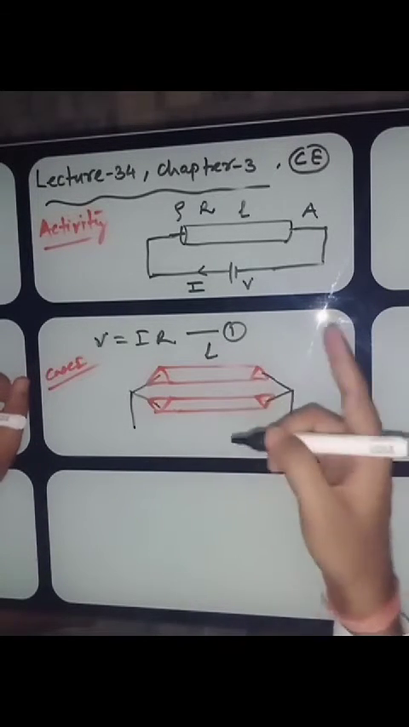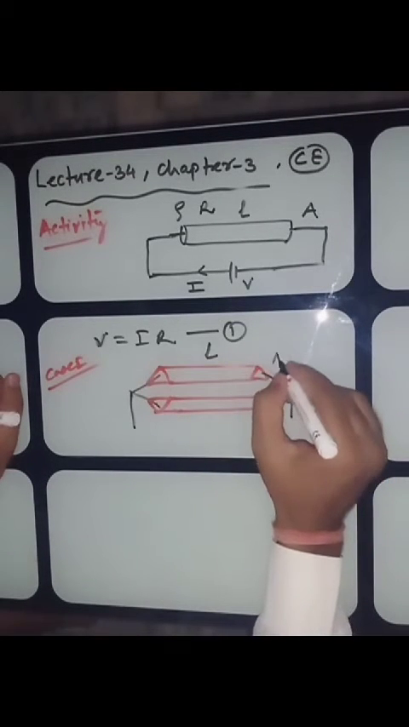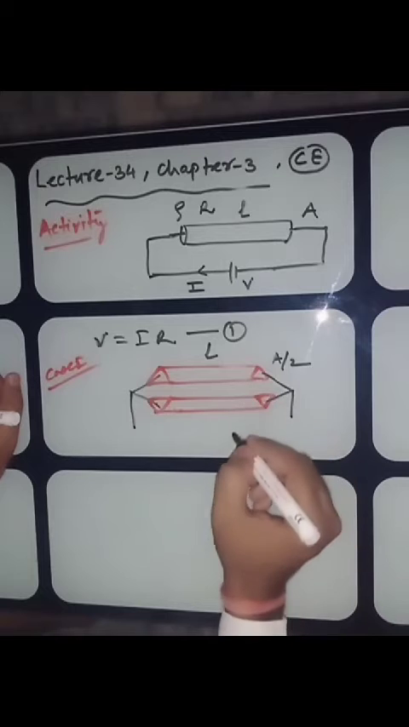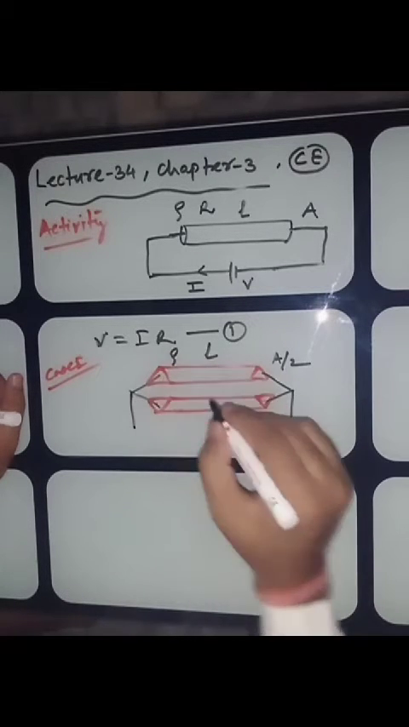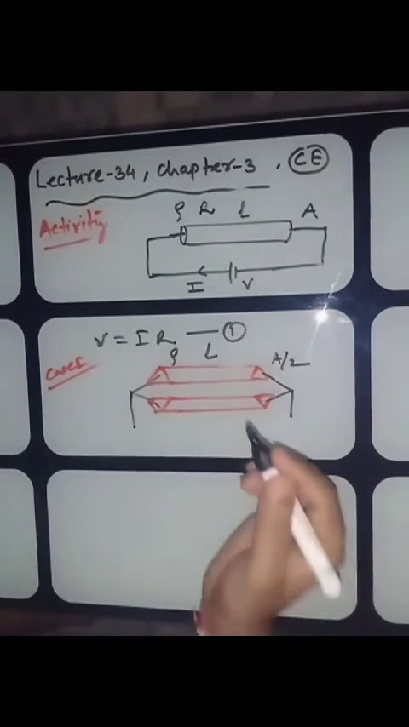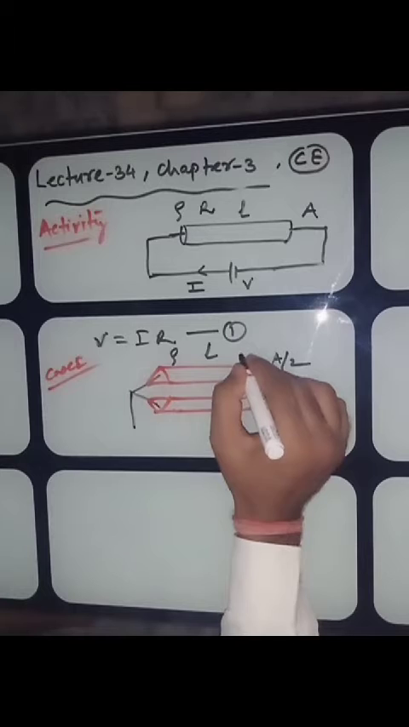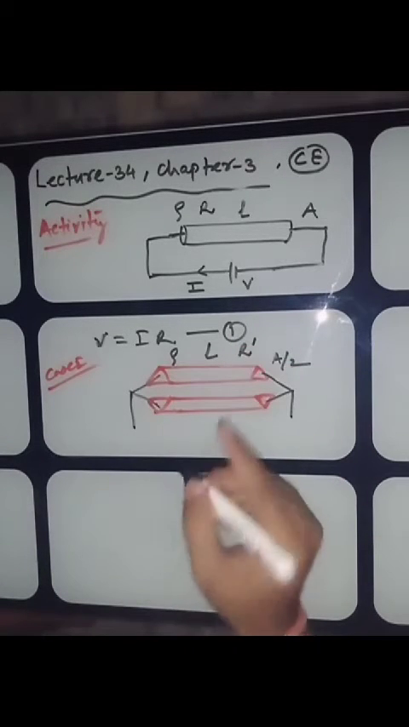Whether the cross-section area will change? Yes, if it is cut identically, then the cross-section area will be half for both conductors. Whether the resistivity changes? We have studied that the resistivity does not depend upon the dimension, so the resistivity is not changed. Now whether the resistance will change, the answer is yes, it might change, but how it changes we don't know, so write down R dash.